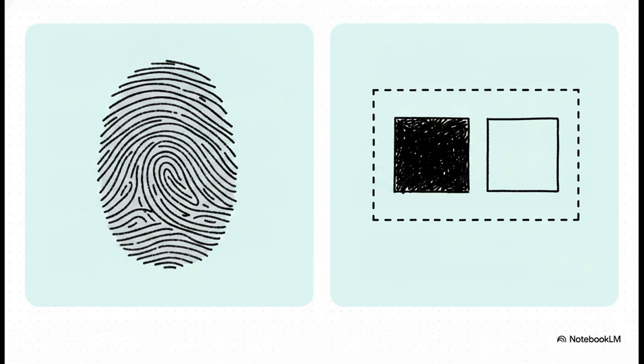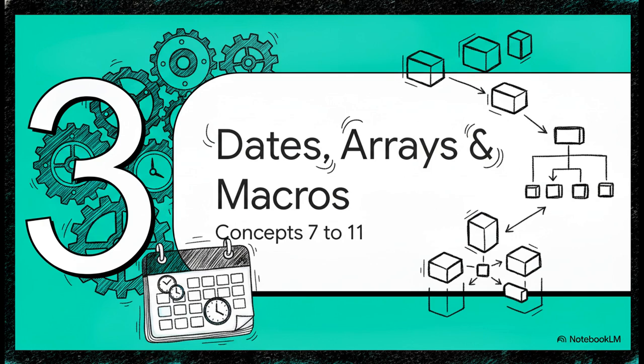Moving to Concept 6. Do expected and required mean the exact same thing? Definitely not. Huge exam trap. Here's the memory rule. Required variables must be included and populated, no missing values allowed whatsoever. Expected variables, on the other hand, must be included, but may be missing if the data just wasn't collected. All right, on to Section 3, Dates, Arrays, and Macros, Concepts 7 through 11.